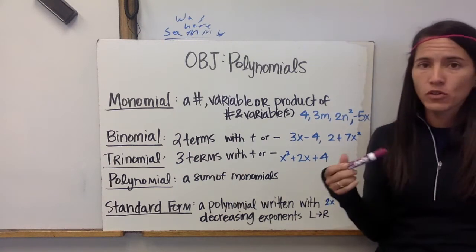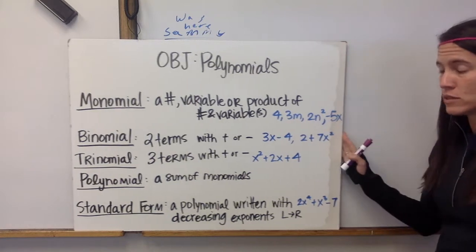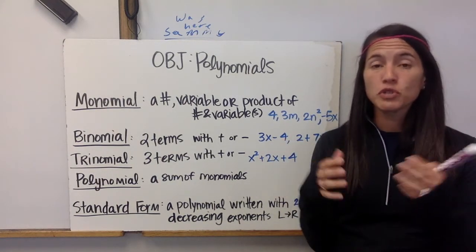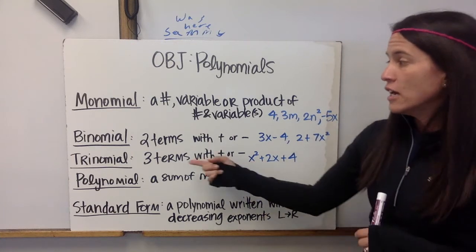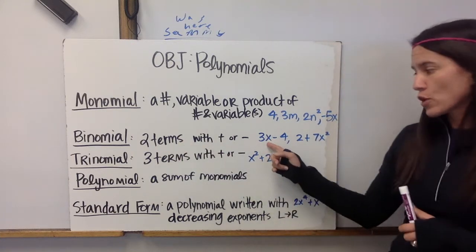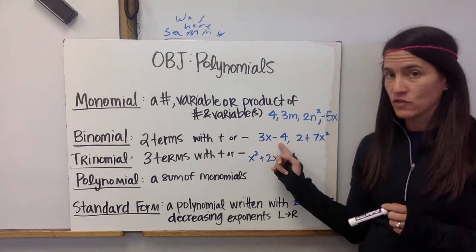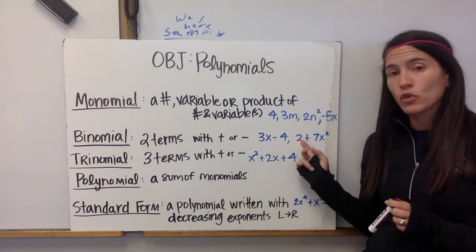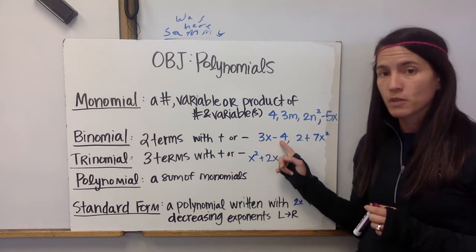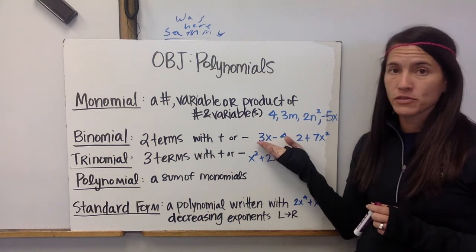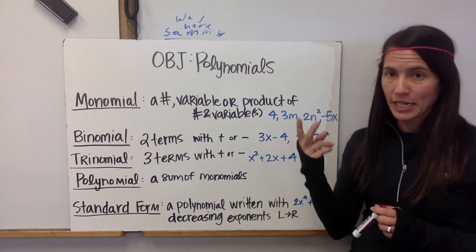After a monomial, we have a binomial. A binomial is two terms together separated with an addition or subtraction sign. So two terms, for example, this is a binomial, 3x minus 4, or 2 plus 7x squared. Notice there's two terms. That's a monomial, that's a monomial, and then when you put them together with a plus or minus, that's a binomial. Bi meaning two.